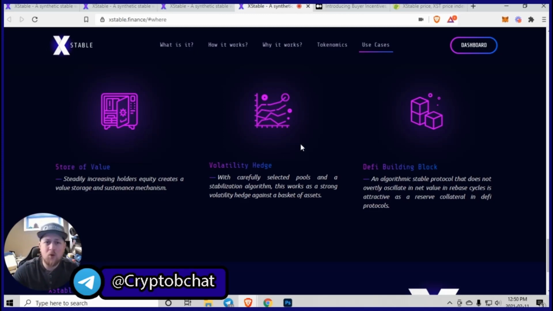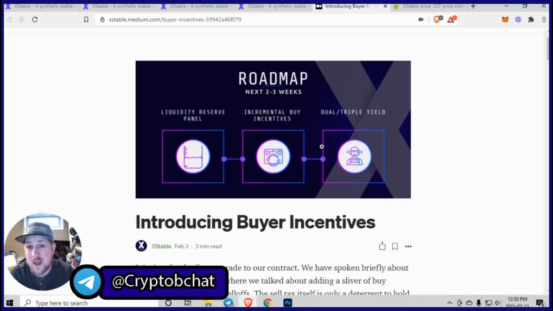Now, we're going to dig into their roadmap. It's very brief. I'm not going to read the full breakdown for you guys, but we'll hop into this roadmap because this is happening in the next 2-3 weeks. And right now, they're very close to their all-time low. So in the next 2-3 weeks, they have their liquidity reserve panel and incremental buy incentives. So if sells come, they're going to incrementally buy to keep that price up. And with every purchase, guys, you're going to what? You're going to increase your equity stake. They also have dual and triple yield for those that want to provide liquidity on the platform. That is excellent. Buyer incentives everywhere. Not much incentive to sell this token at the current price.